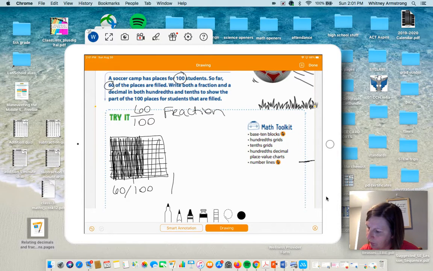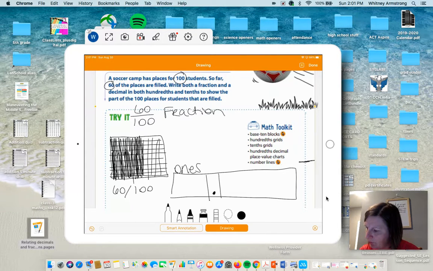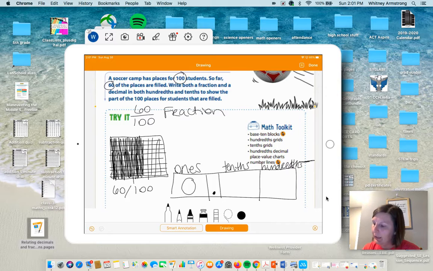So the other way we're going to do it is we're going to look at a place value chart. If you remember, we looked at one of these yesterday. So this was our ones place. This was our decimal. We had tenths and we had hundredths. Okay, so if we look at this 60 over 100, we don't have a whole number. So I'm going to go ahead and put a 0 there, or you could leave it blank. Okay, so tenths place is a 6. Hundredths place is a 0.